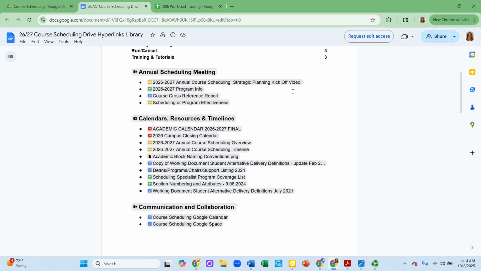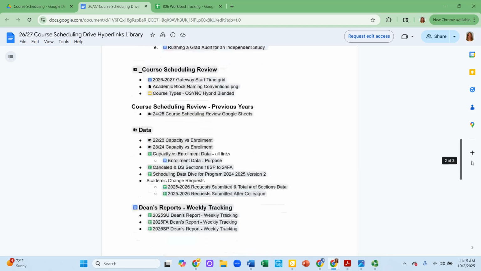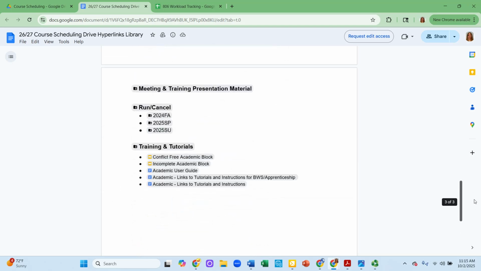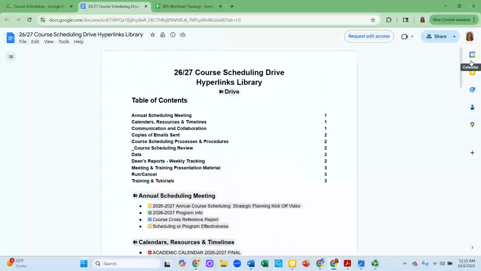So looking here, there's information on the annual scheduling meeting, calendars, resources and timelines, communication and collaboration, emails sent, and all sorts of good stuff. There's a few things in here that I'll point out as I'm going through. When I approach scheduling, the first thing I do is I evaluate data.